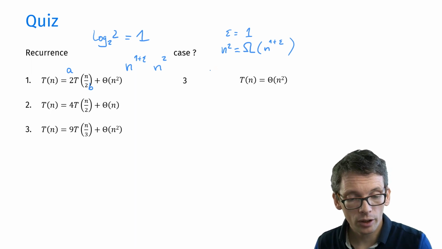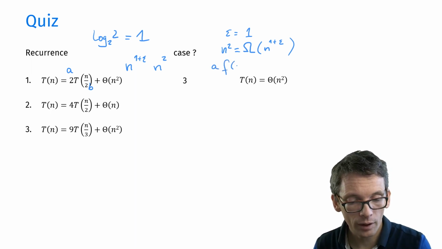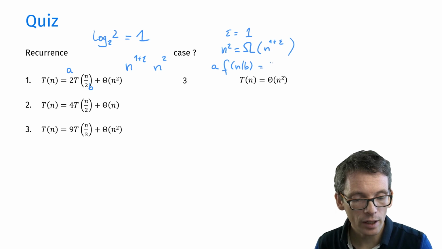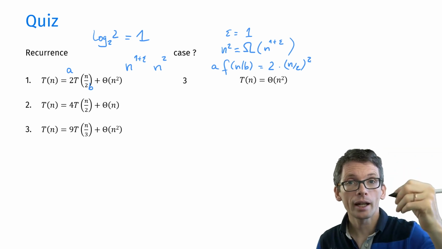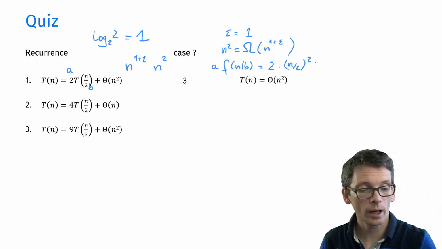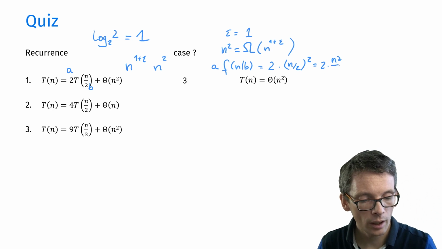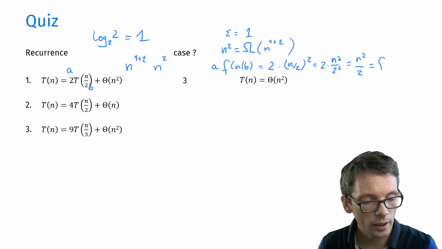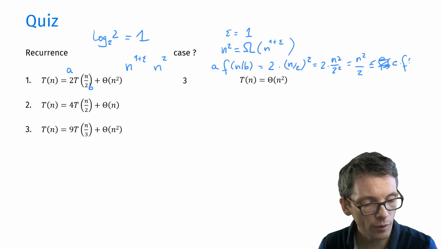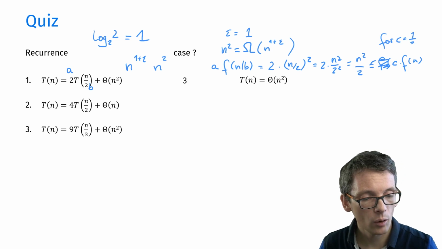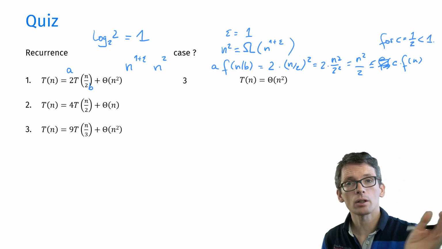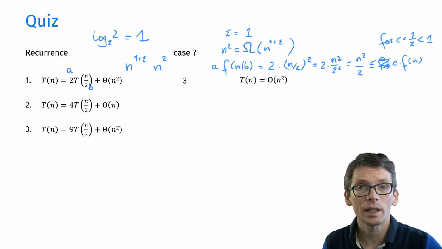For the regularity condition, we need to write down a times f of n divided by b. This is 2 times n divided by 2 squared. Now, n divided by 2 squared is n squared divided by 2 squared. So this is 2 times n squared divided by 2 squared, meaning this is n squared divided by 2. This can be bounded by c times f of n if we pick c as 1/2, which is smaller than 1, so we are fine, and case 3 applies.